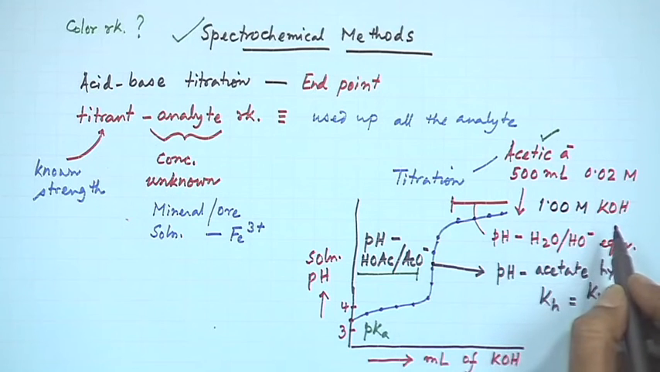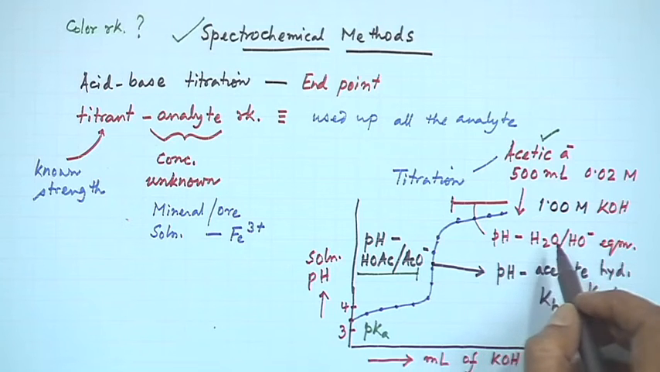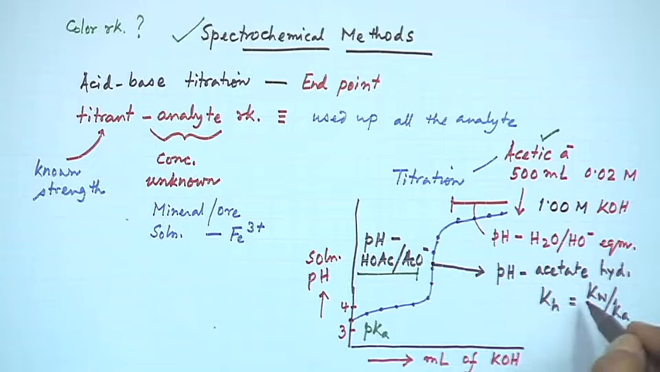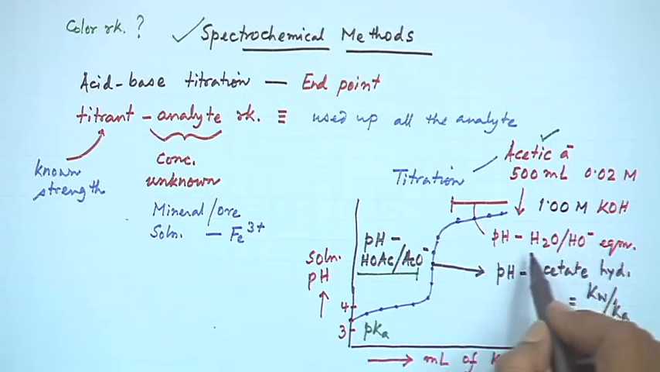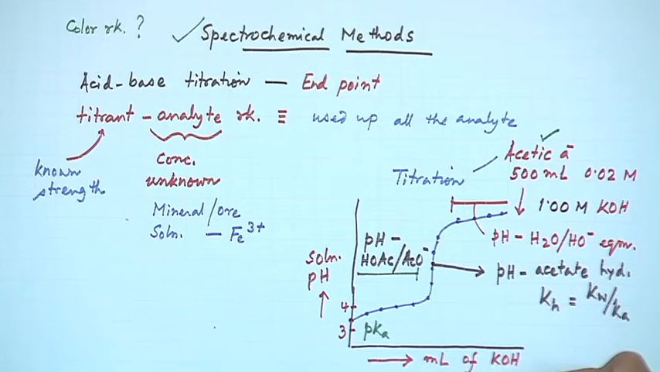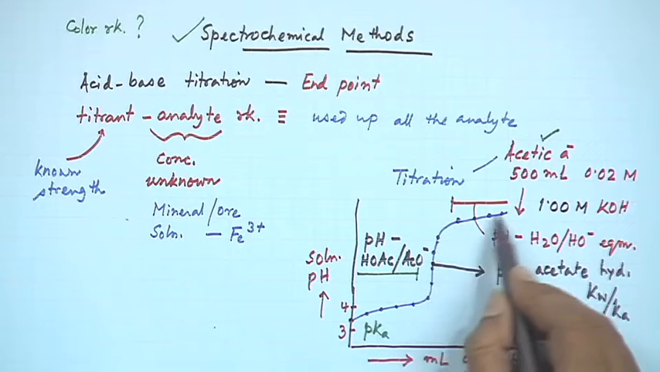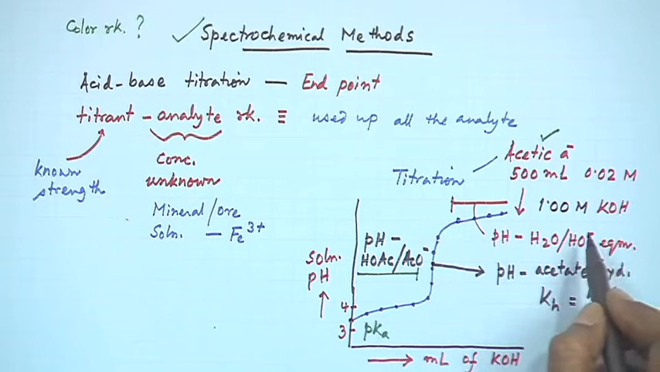So, at the end, when you are forming this water from the reaction of your base and the acid, we all know we are forming salt plus water. So, this water will be there and we have a certain amount of hydroxide due to this addition. So, this range of pH will be governed by this particular equilibrium.